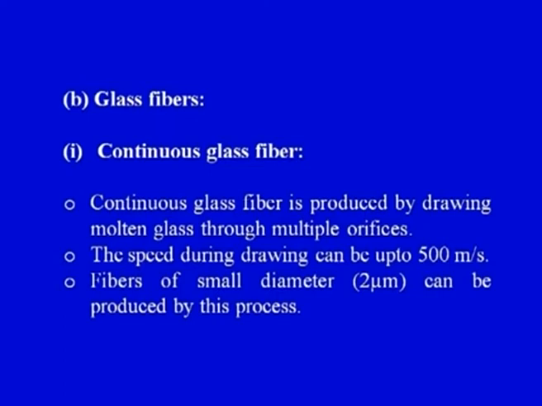So the process is simple. We have a molten glass, we have orifices, and the molten glass is being pulled or drawn out of the orifices at a fairly high speed, and very fine fibers, with a diameter of 2 microns, can be made by this process.